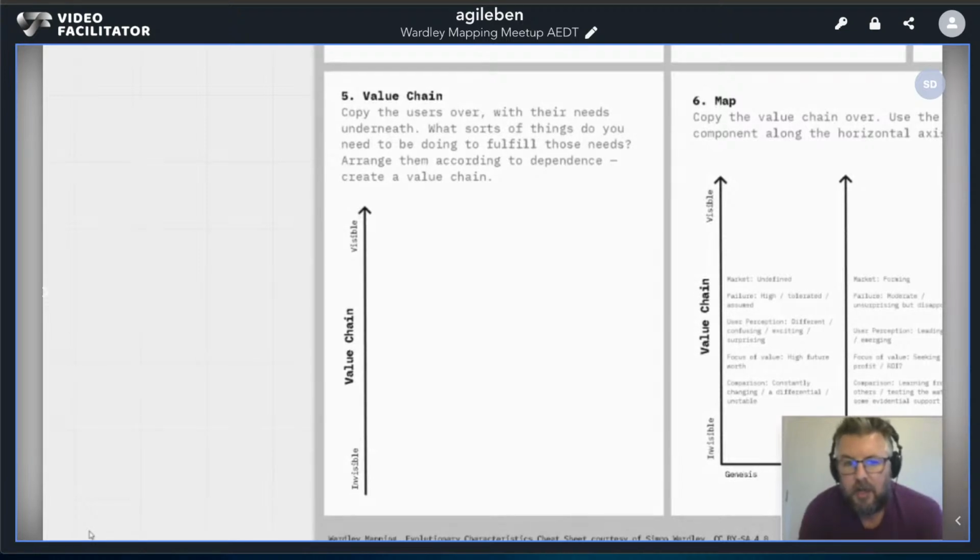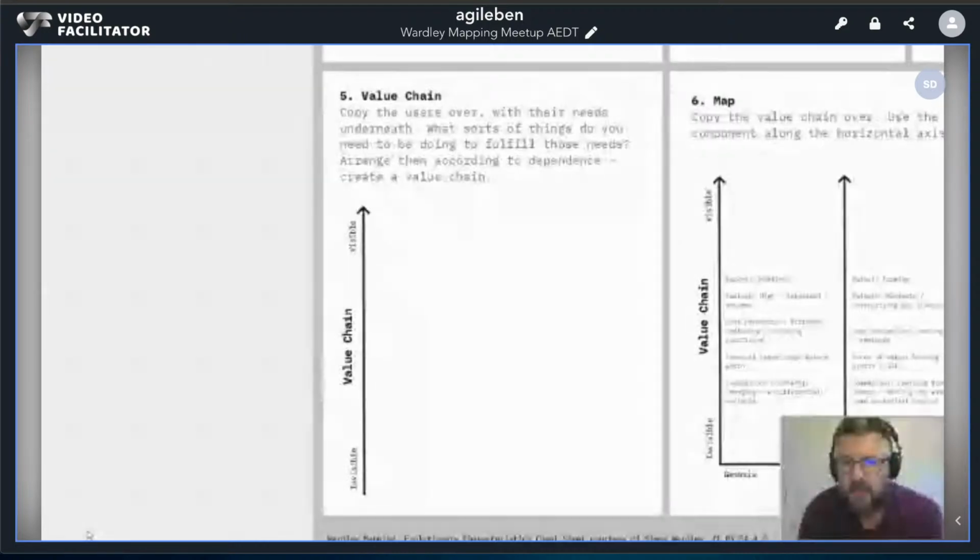Moving on, the next section is the value chain, and it's interesting the sort of guidance that Simon Wardley gives around the value chain. He uses pretty typical value chains, so you may have seen examples from decades ago from Michael Porter. It's a common construct to show the different elements of the value chain.